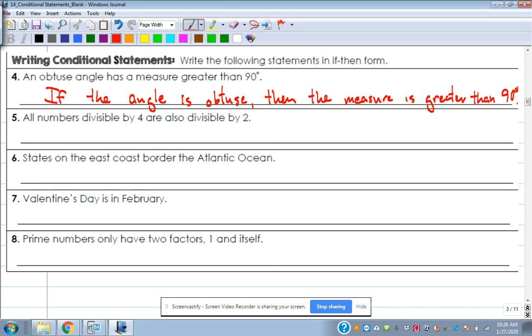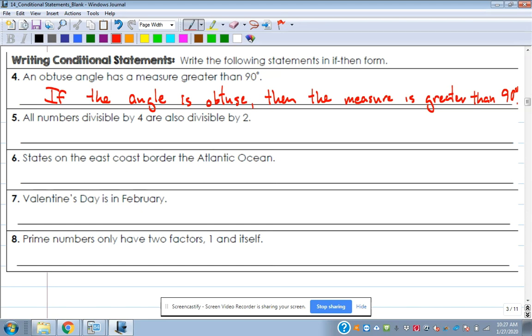Why is that the correct if-then form? Why not say if the measure of the angle is greater than 90 degrees, then it's an obtuse angle? That's part of it. Are all angles that are greater than 90 degrees only called obtuse? No. What's another example? Straight angle. That's greater than 90 degrees, but it's specifically 180, and it has a different name besides obtuse angle. So being careful about that.